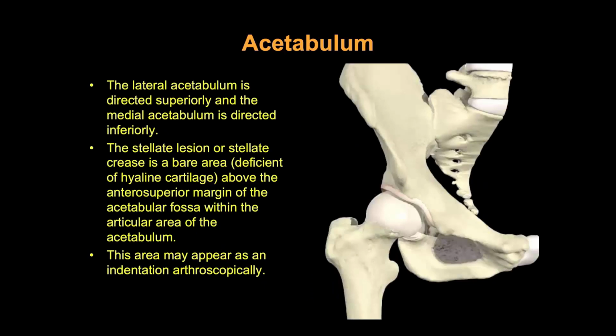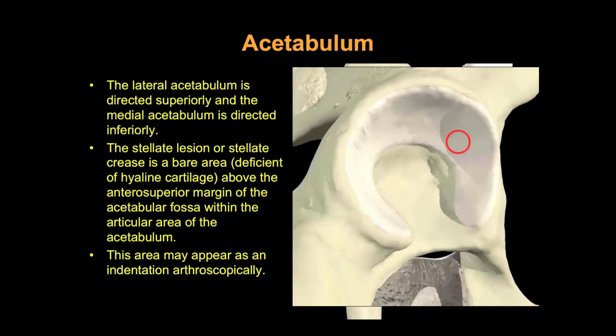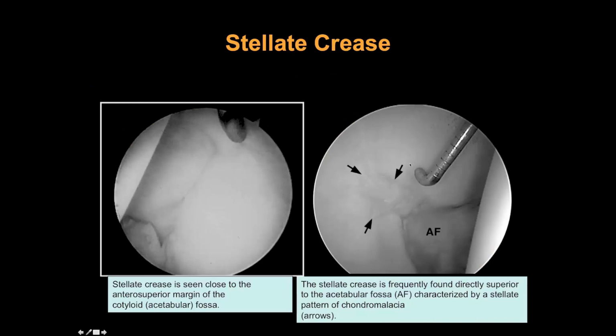The lateral acetabulum is directly superior and the medial acetabulum is directly inferior. The stellate lesion or stellate crease is a bare area deficient of hyaline cartilage above the anterior superior margin of the acetabular fossa within the articular area of the acetabulum. This area may appear as an indentation arthroscopically and on MR imaging in this location here. So this is what it looks like arthroscopically.